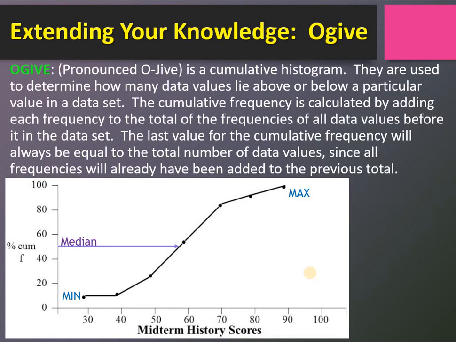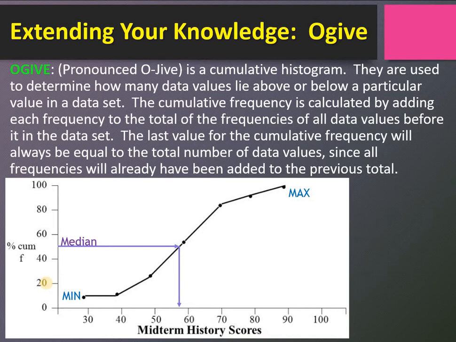Understand? So I look at 50% of the data, I scroll over, and I see about where I would hit. Looking at that, 50% of the data would be at or below probably a score like 58, 57, something like that. So this is how we find our maximum and our minimum and our median, specific locations.